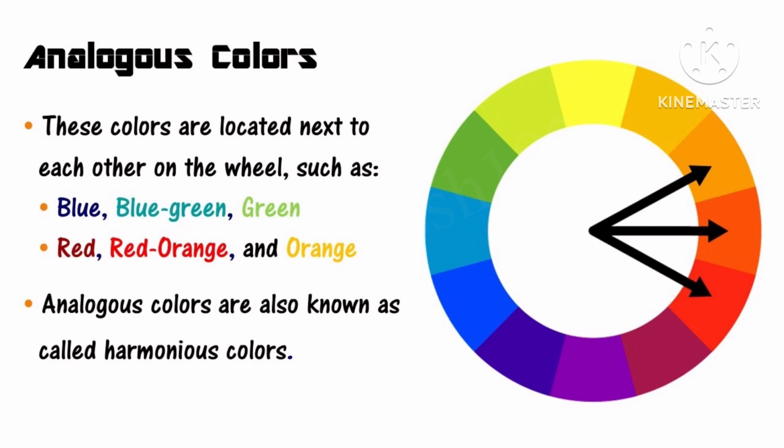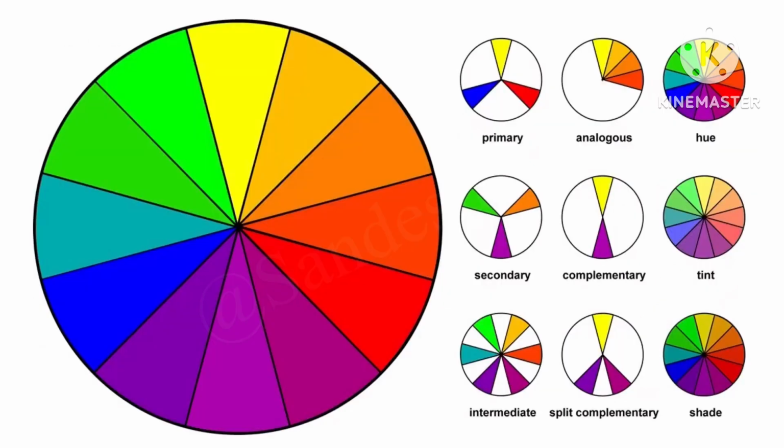And analogous colors are also known as the harmonious colors. It's because whenever they are used in a combined form, they create a harmony. So far we have covered all the topics like primary colors, secondary, tertiary or intermediate, analogous, complementary, split complementary, hue, tint and shade.